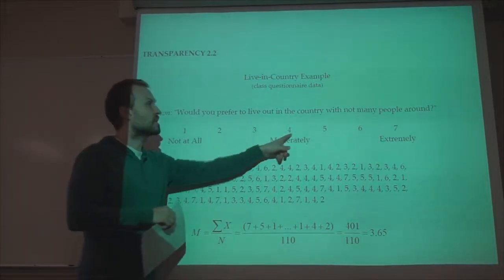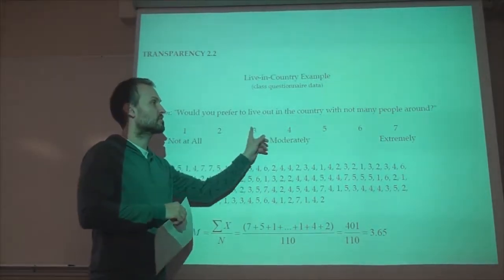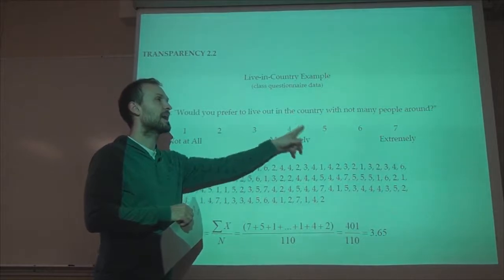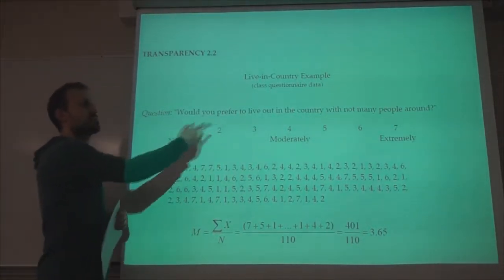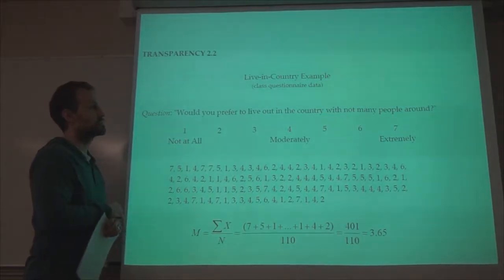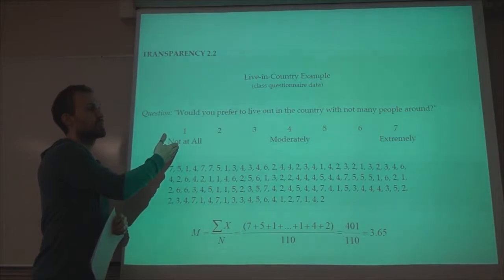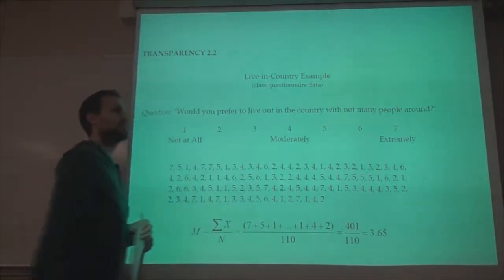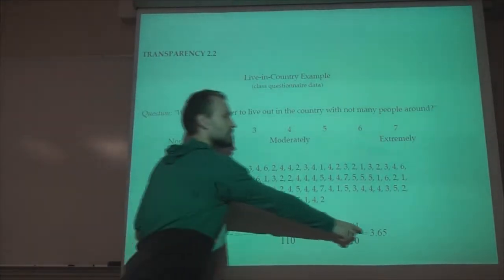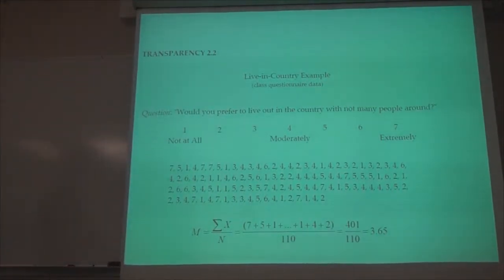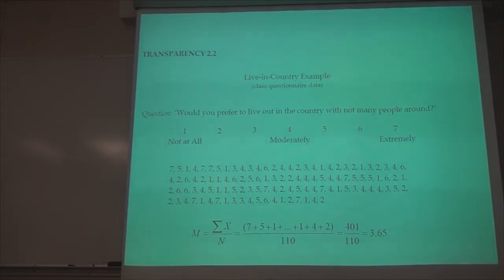Do they all sit around here, 3, 4, 5, 4, 3, 4? They're packed very closely around the mean. Or do I get extreme values? Are the opinions going to fluctuate a lot? Many people say not at all. Many people say, yeah, I want to live in the country very much. But they still average out to 3.65. Those are two very different distributions.